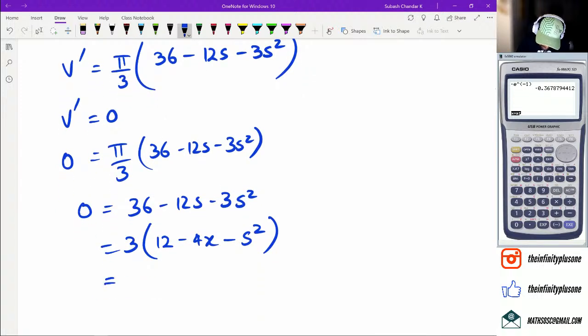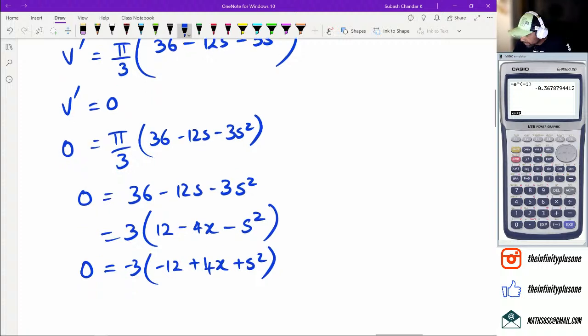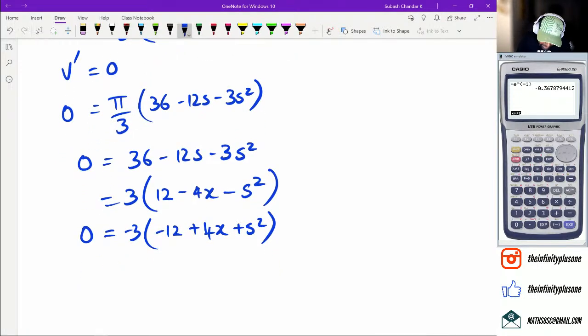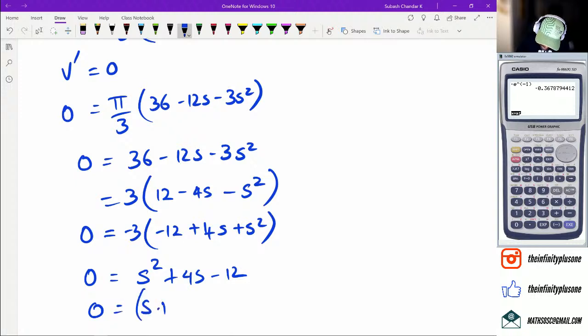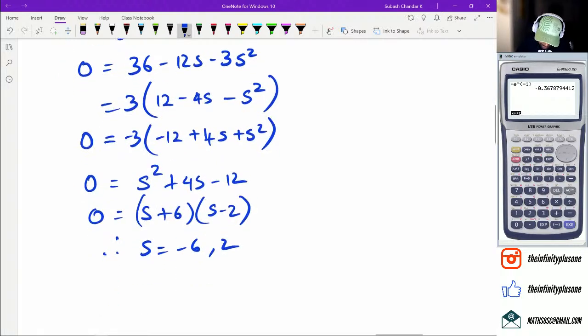But you know what? I want to take that negative out as a common factor. So I'm going to put negative 3, which means this will become negative 3 times 12 minus 4s minus s squared. Sorry, negative 3 times s squared plus 4s minus 12 equals 0. So negative 3 disappears and I get 0 equals s squared plus 4s minus 12. So 0 equals s plus 6, s minus 2.